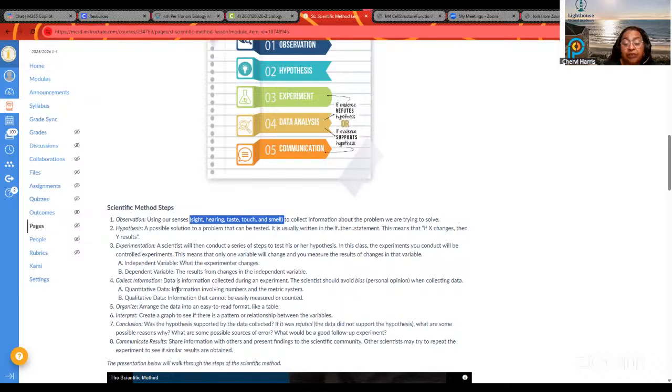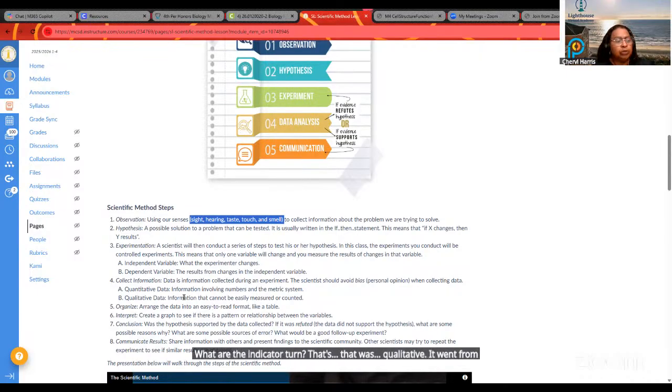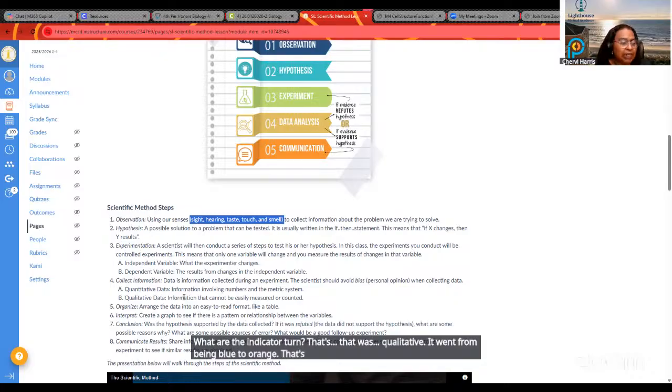When you're reporting your data, there are different ways you can do it. You can have a graph, you can have pictures, you can just state numbers. So information that involves numbers is quantitative, how much. Information that can't easily be measured might, like I said, be a picture, it could be a description. I see the sky is blue, or like when we did the food test, saying what color the indicator turned. That was qualitative. It went from being blue to orange. That's qualitative. So anything that doesn't have a number is qualitative.